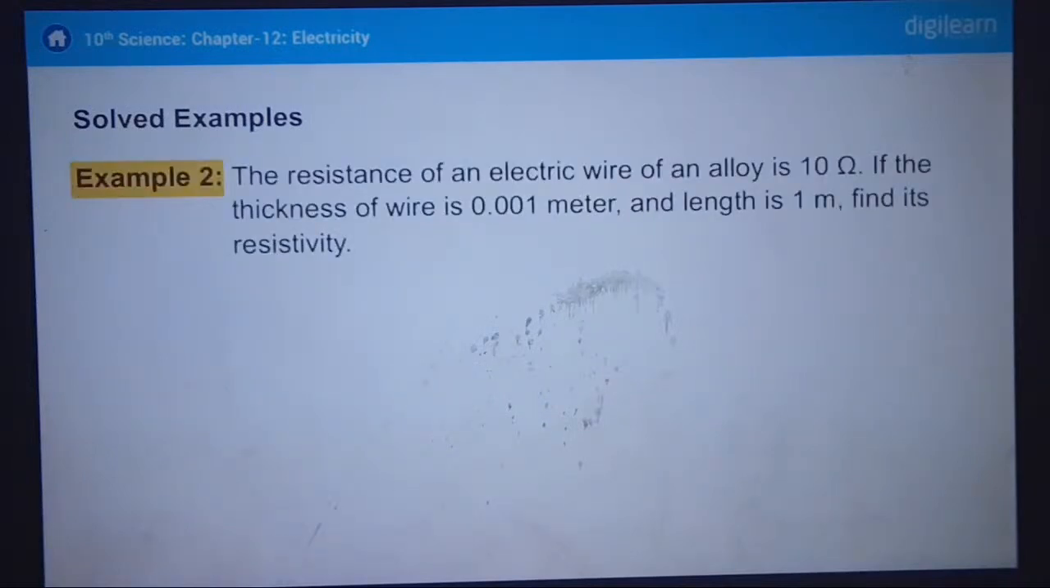Example 2. The resistance of an electric wire of an alloy is 10 ohms. If the thickness of the wire is 0.001 meter and length is 1 meter, find its resistivity.